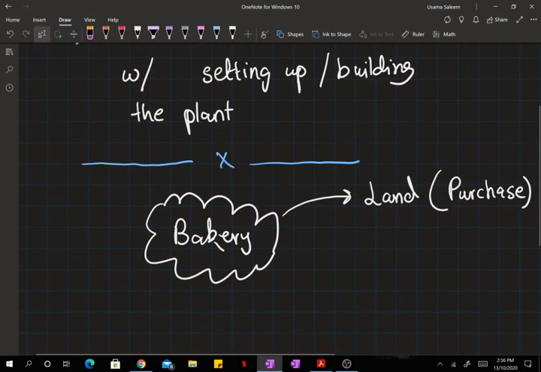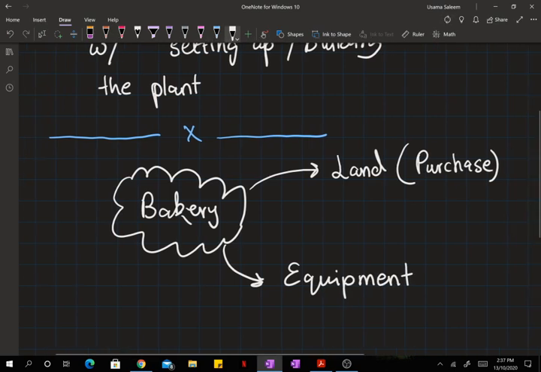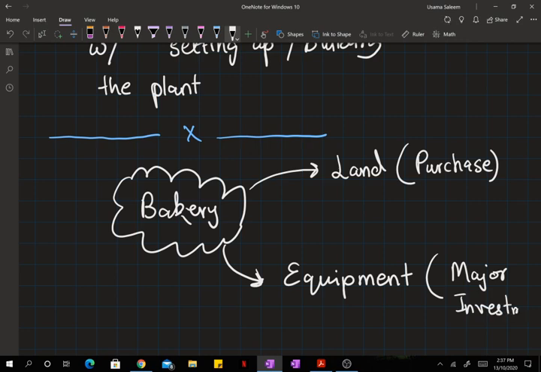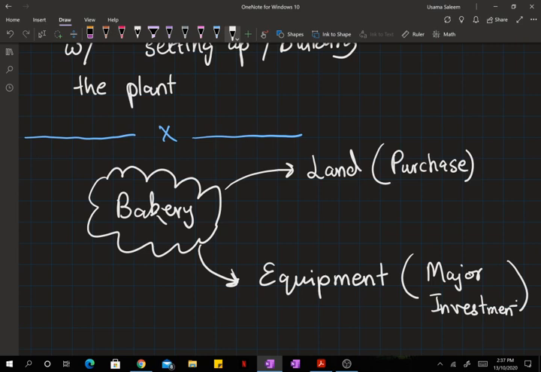And what else do we need? Oh, we're gonna need equipment. Yeah, I'm gonna need my oven, I'm gonna need my refrigerators, and what else? So you get the idea. So equipment is gonna be one of the biggest investments, one of the major investments. You want your oven to work well because that's what's gonna make all your bread or cake, whatever.